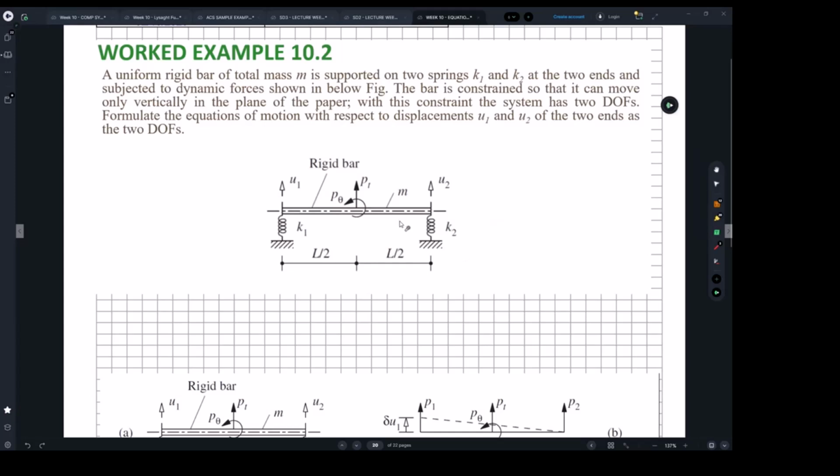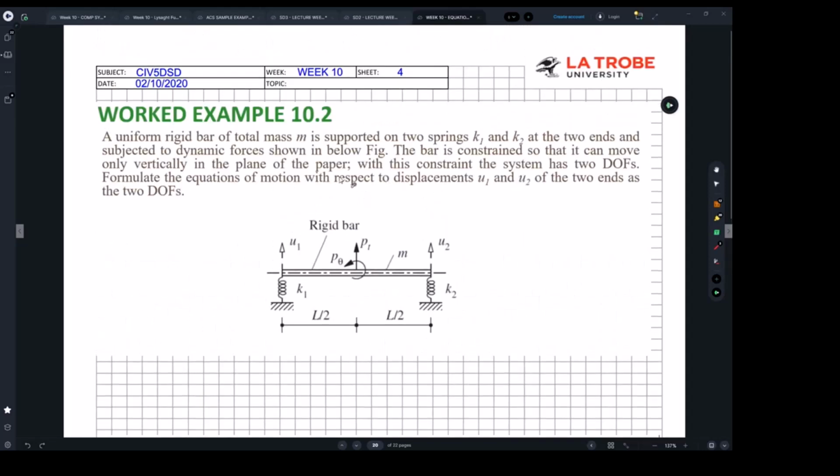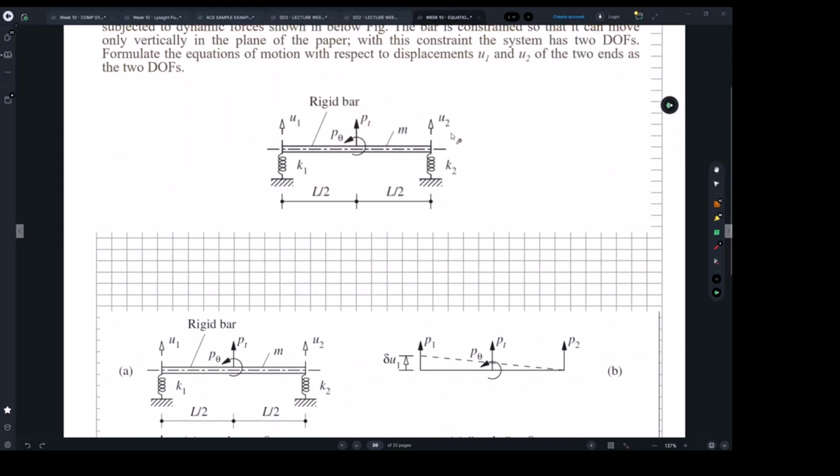All right, so we've been told there is a rotational action, or a rotational force, that can be applied to the mass, and there is also a vertical force that can be applied at the center of the mass. That was all given to you. And again, you formulate the equation of motion with respect to the displacements u1 and u2 at the ends, so as a function of u1 and u2.